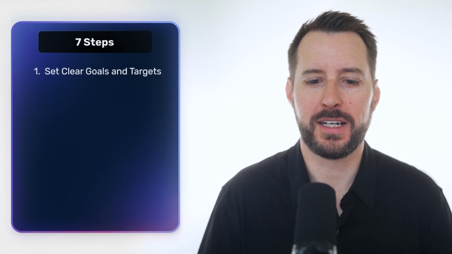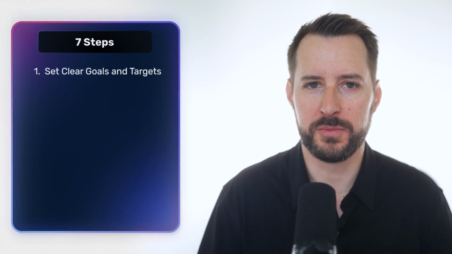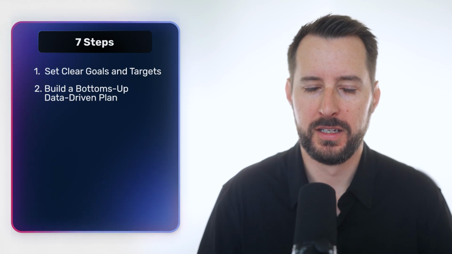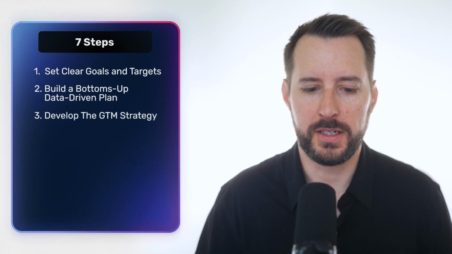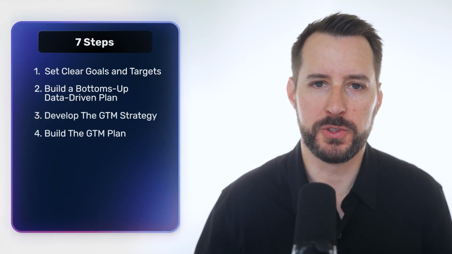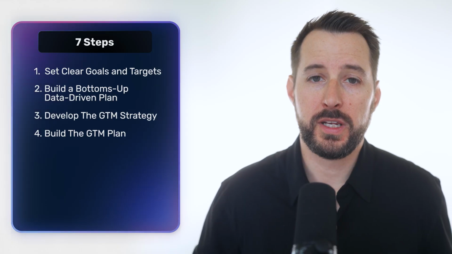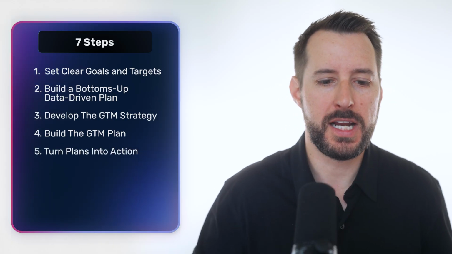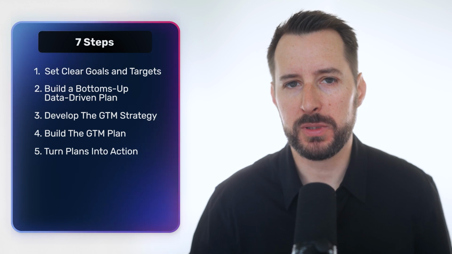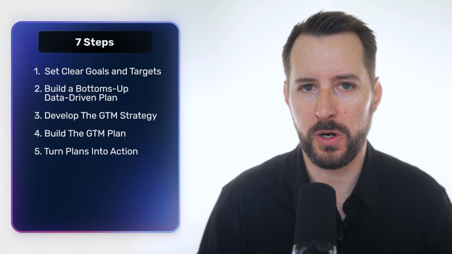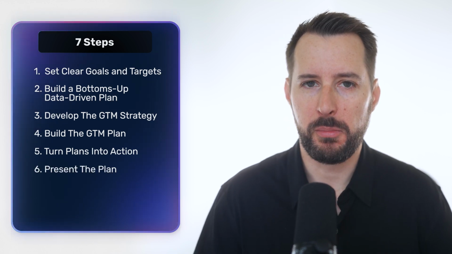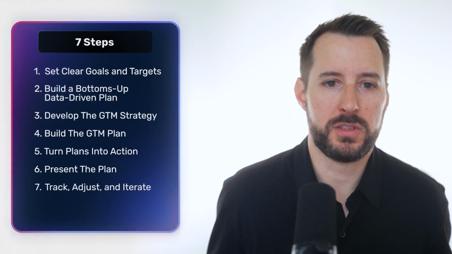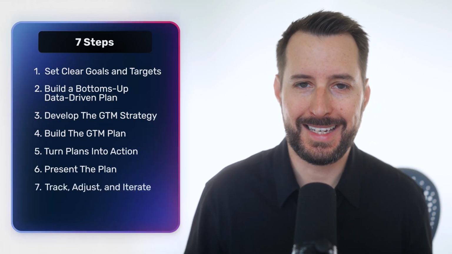First, we're going to share how to set clear goals and targets from a top-down perspective. Next, we're going to share how to create a bottoms-up plan. Then, how to develop the go-to-market strategy and how to build the actual step-by-step go-to-market plan. We're then going to talk about how to translate this plan into action, about how to do scenario testing, and build a plan to fill any gaps in the current go-to-market engine. Next, we're going to talk about how best to present this plan. And then lastly, how to actually go execute this plan, how to track, adjust, and iterate.